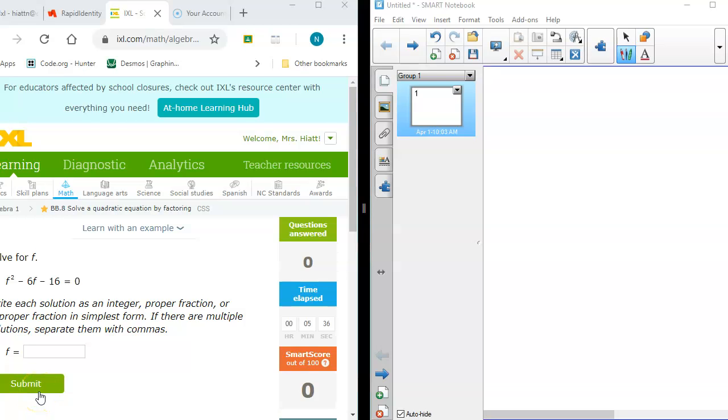All right, I'm going to go through a few examples from IXL so that you guys can see what you're doing here in BB8 in case you're having a little bit of trouble.